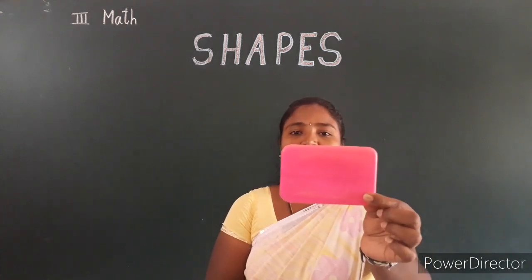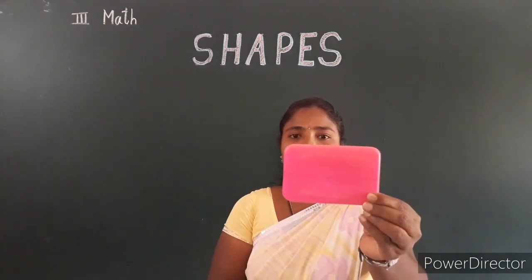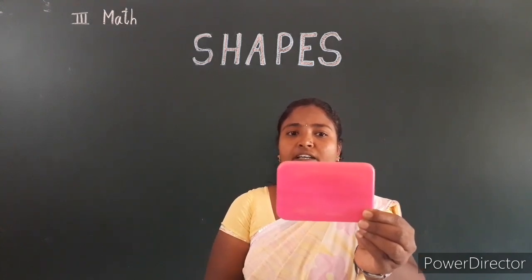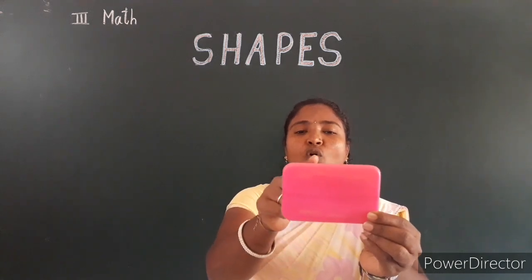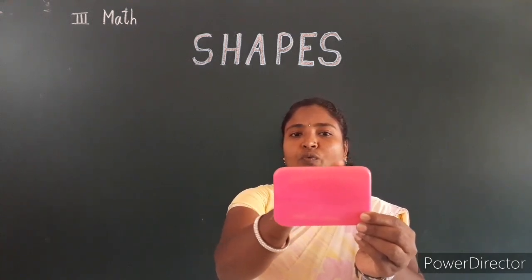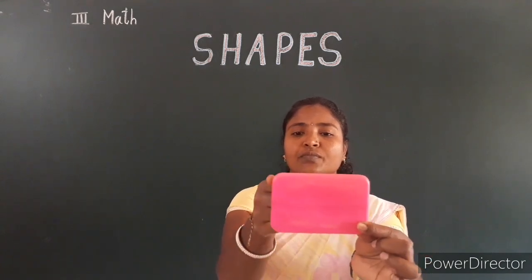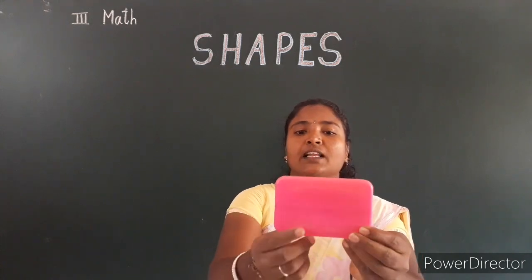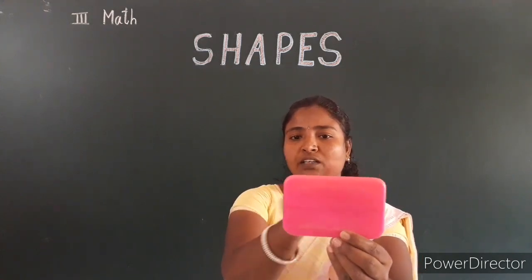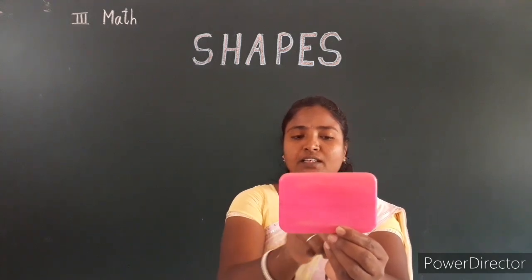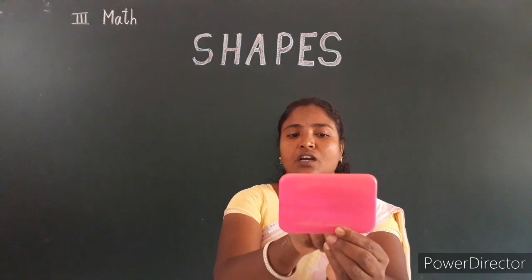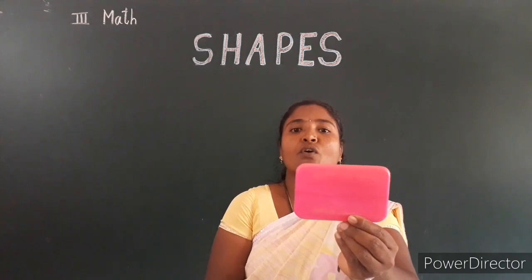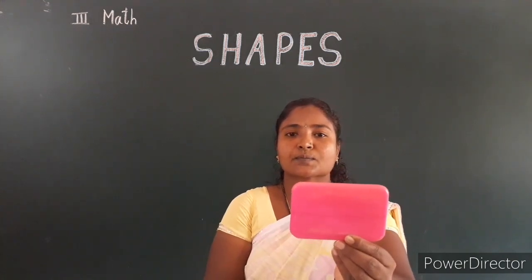Next one, do you know this, children? Yes, this is called a rectangle. Here, how many sides? Let's count. 1, 2, 3, 4. Four sides. Let's count corners. 1, 2, 3, 4. Four corners. A rectangle has four sides, four corners.